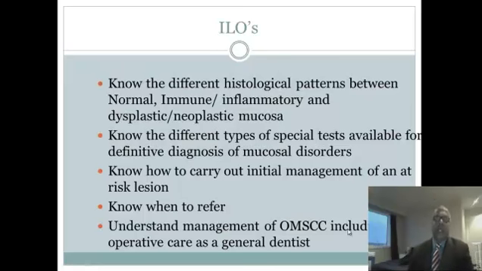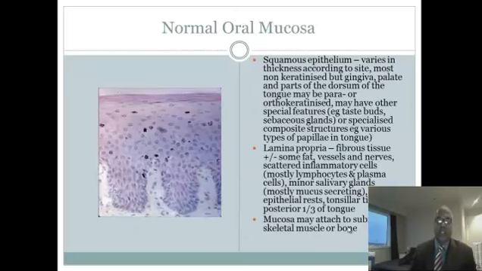So the intended learning outcomes for this exercise will be that you need to know the different histological patterns between normal, immune inflammatory and dysplastic neoplastic mucosa, which you'll recall from some of your SDLs in third year. Know the different types of special tests available for definitive diagnosis of these mucosal disorders, know how to carry out initial management of an at-risk lesion, and then know when to refer, and understand management of OMSCC, oral mucosal squamous cell carcinoma, including post-operative care as a general dentist.